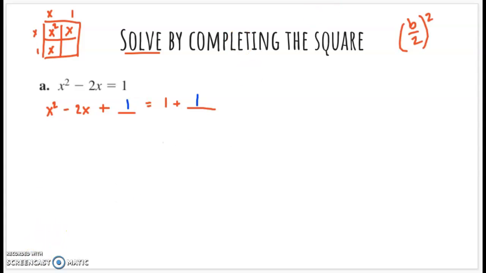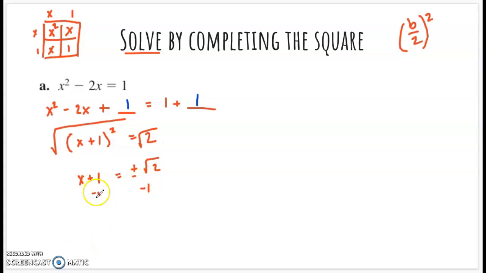All right. So I know that x squared minus 2x plus 1 makes that perfect square trinomial, x plus 1 squared, and 1 plus 1 is 2. Okay, so now I've got it into this factored form that's going to allow me to solve it. The opposite of a square is a square root. If I do it to one side of my equal sign, I can do it to both. So I've got x plus 1 equals plus or minus the square root of 2. Subtract 1 from both sides of my equal sign. So I've got x equals negative 1 plus or minus the square root of 2.